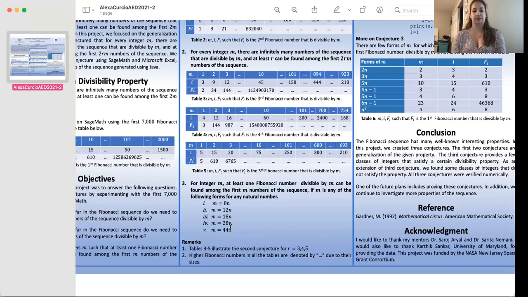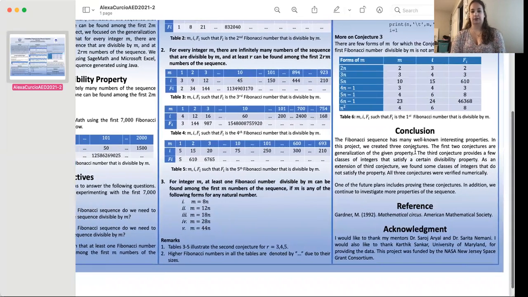The third conjecture was for every integer m, at least one Fibonacci number divisible by m can be found among the first m numbers of the sequence. So if you look at m equals 8n, it works. And then also m equals 16n works since 8 is doubled. Also, if you look at m equals 12n, also m equals 24n works because it's double of 12.